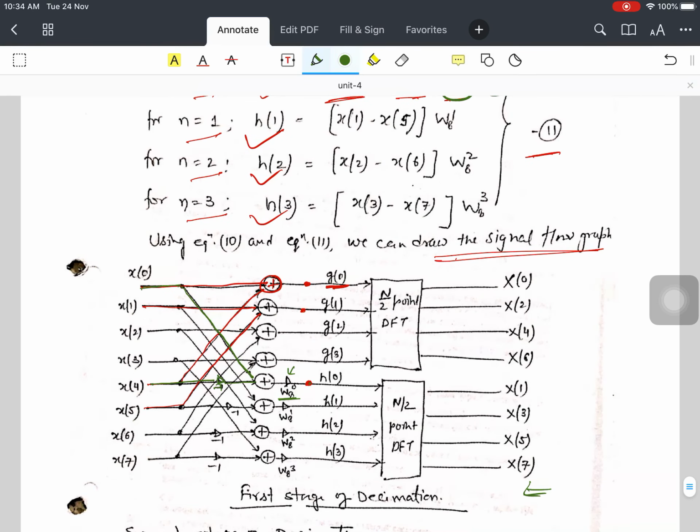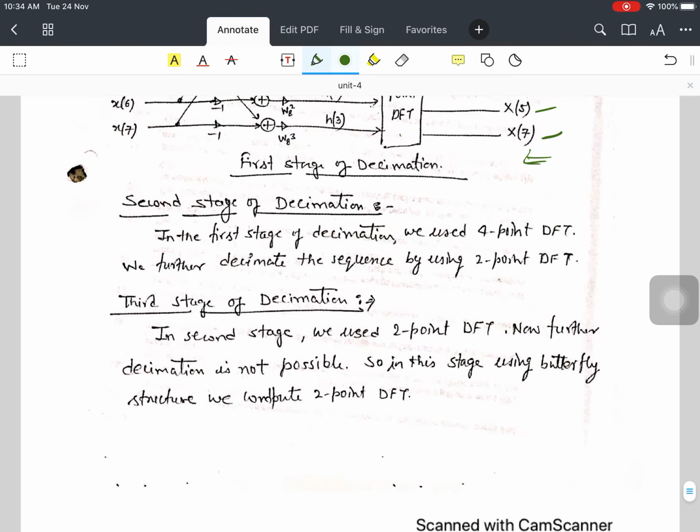whole diagram. So, first stage of decimation, when you will receive G0, G1, G2, G3, N by 2 point DFT, N by 2 point DFT, from here you will get x0, x2, x4, x6, and here you will get x1, x3, x5, x7. Okay. Now, for the second stage, in the first stage of decimation we used 4 point DFT, we further decimate the sequence by using the 2 point DFT. Okay. And third stage, obviously in this stage we use 2 point DFT. Now, further decimation is not possible because 2 point DFT you have already used in second stage.